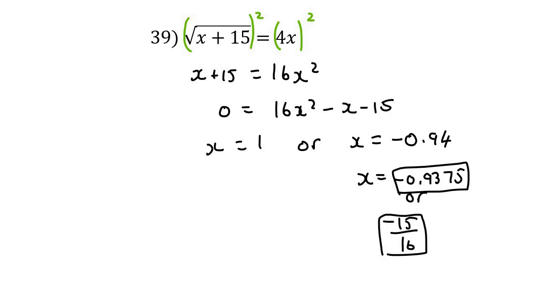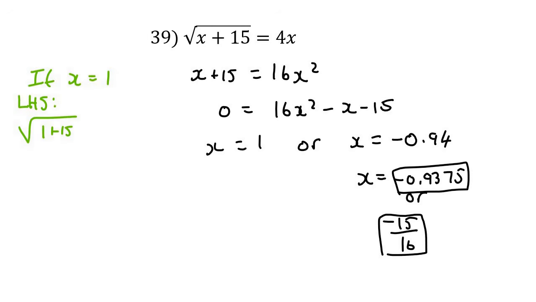Okay, so let's go do our checks. Let's start with, and why are we doing a check? Because there's a square root. So if x equals 1, then the left hand side of that equation is going to be 1 plus 15. And that equals, if you work that out in the calculator, 4.